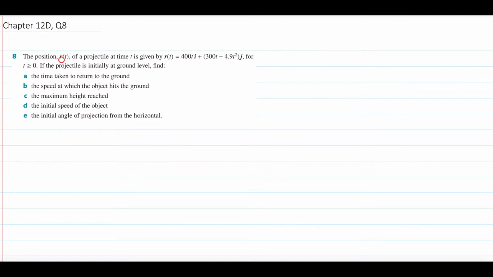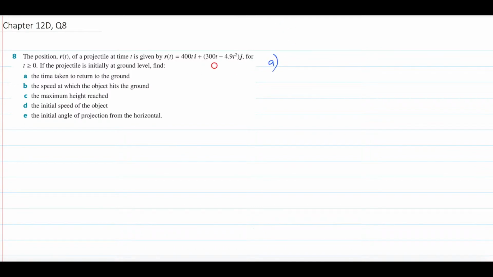Question 8. The position vector r(t) of a projectile at time t is given by this position vector right here. There are only two components, i and j. That means i is the horizontal and j is the vertical. That's our assumption. For t bigger than 0, so time is positive. If the projectile is initially at ground level, find (a) the time taken to return to the ground.